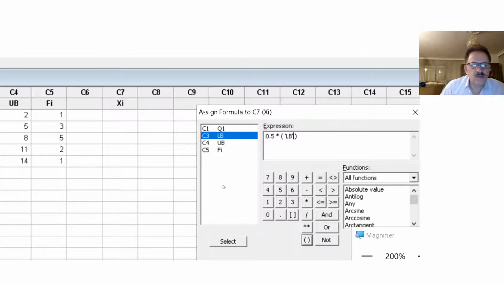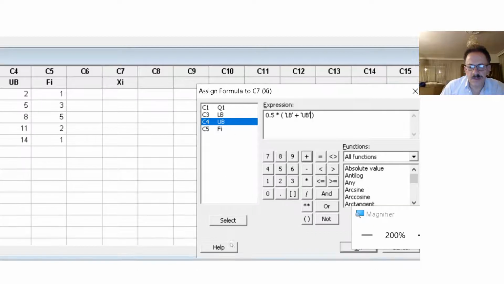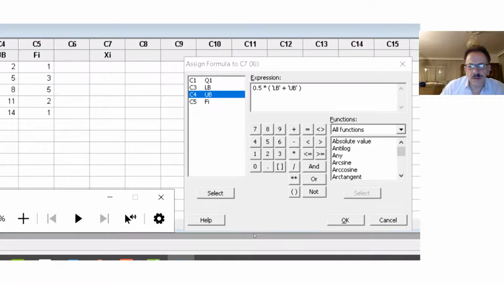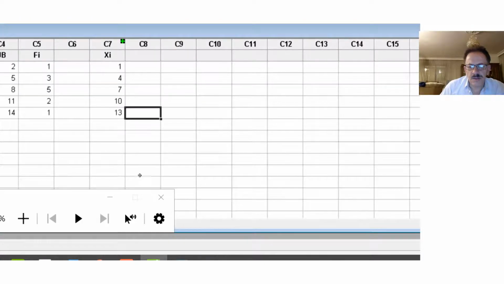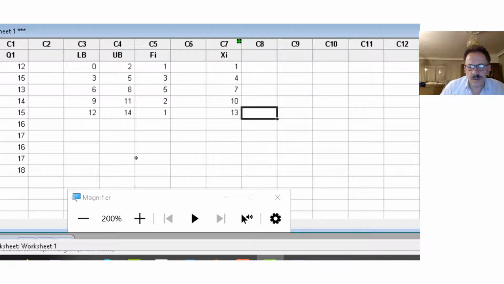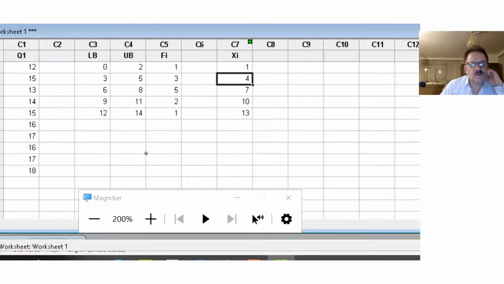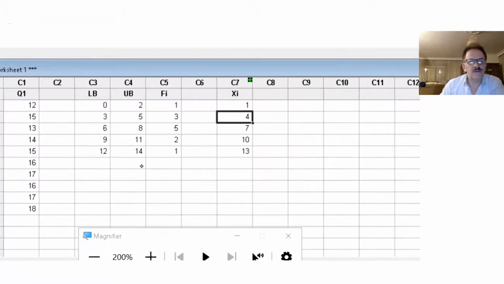Let's select this one, lower boundary, plus upper boundary, and so you can see, yes, here's the xi, which is equal to 0 plus 2, which is equal to 1. 3 plus 5 is equal to 8 divided by 2, 4. So that's the midpoint. Now again, we have to assign xi fi.